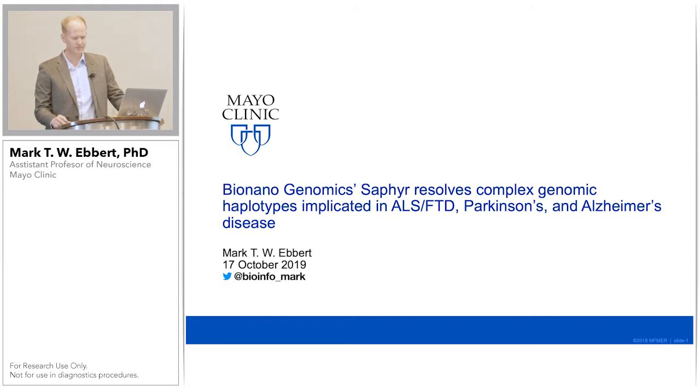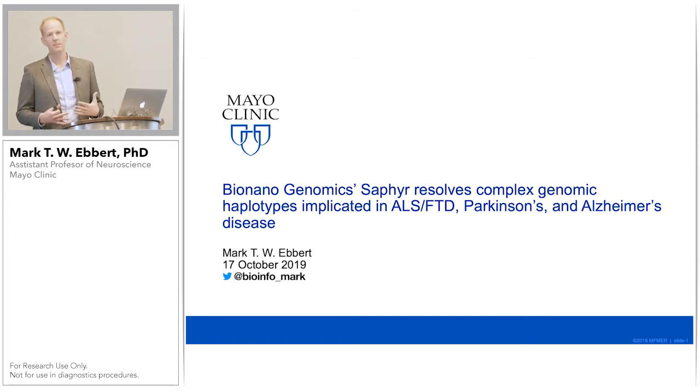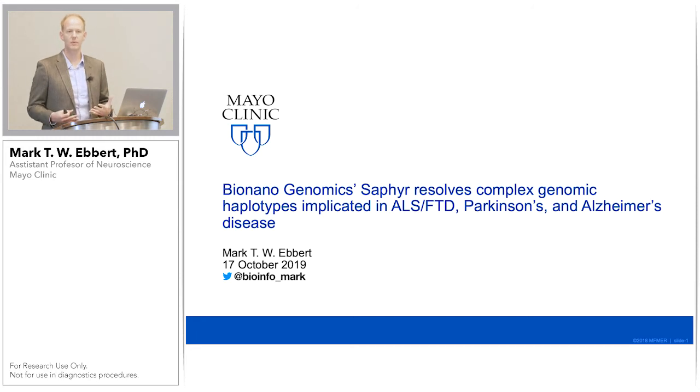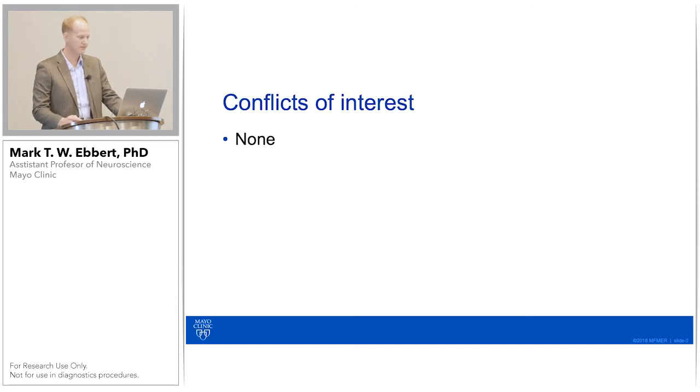I wanted to share some of our recent data that we've been generating. As Maggie said, this is focusing on ALS, FTD, Parkinson's disease, and Alzheimer's. My primary interests are in Alzheimer's disease and ALS and FTD, but we wanted to focus in on some regions of the genome that are particularly challenging to resolve, that cannot be resolved with short-read sequencing data. They can be particularly challenging even for standard long-read sequencing.